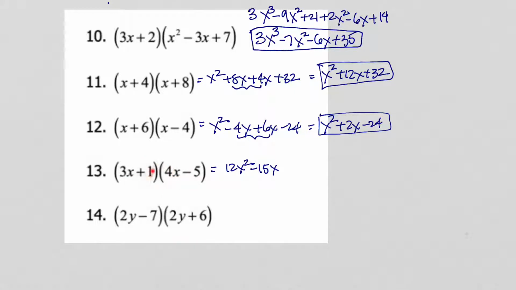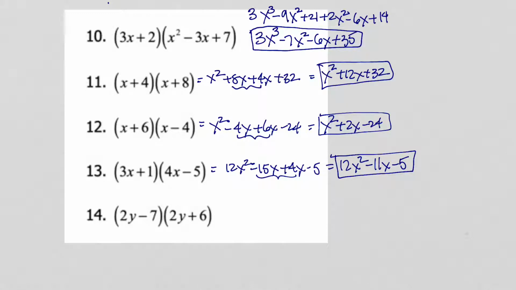Now go to the inner. 1 times 4x is 4x. And the last and the last. 1 times negative 5 is minus 5. And I'm going to combine these to get 12x squared. These two combine, right? Negative 15x's plus 4x's is minus 11x's. And then minus 5.